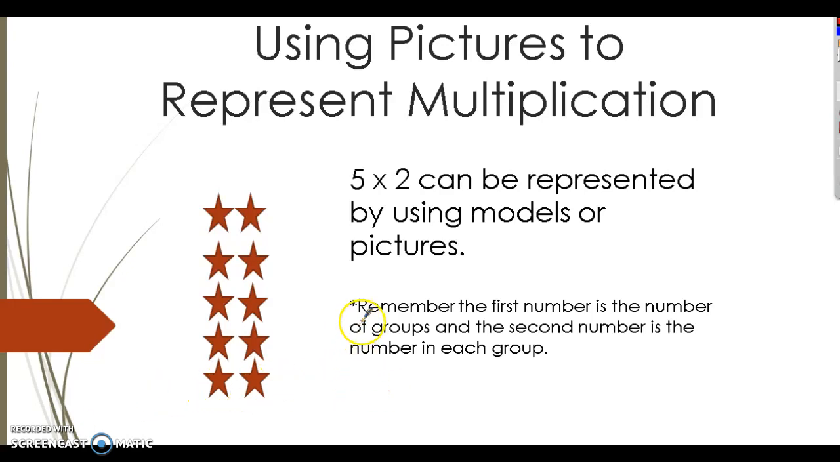So I've also given you a little clue here. It says, remember, the first number is the number of groups. So we've got 5, so I need 5 groups. And the second number is the number in each group. So there's going to be 2 in each group. So if I want 2 in each group, there's 1, 2, 1, 2, 2, 2, and 2. So this would be 5 groups of 2. So 5 times 2, so you have 2, 4, 6, 8, 10.